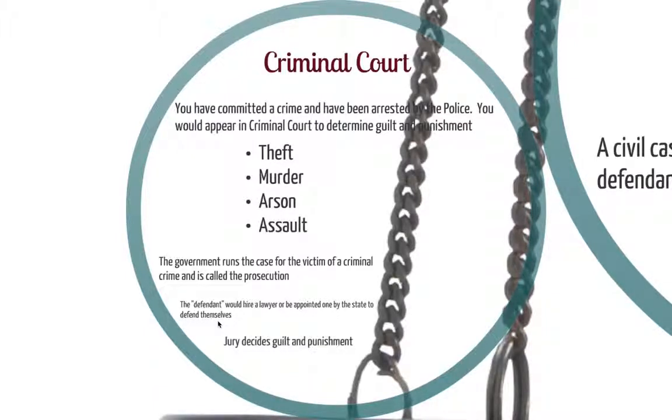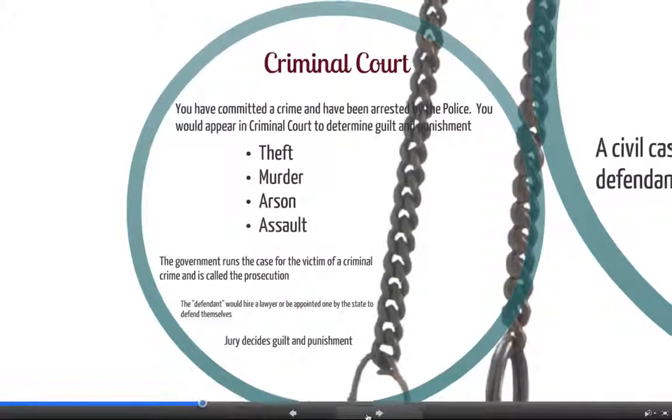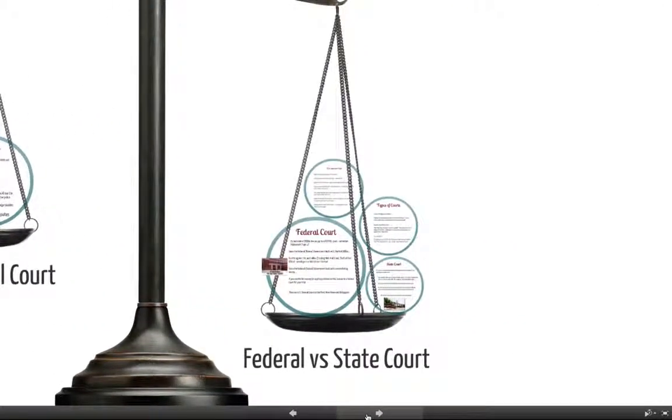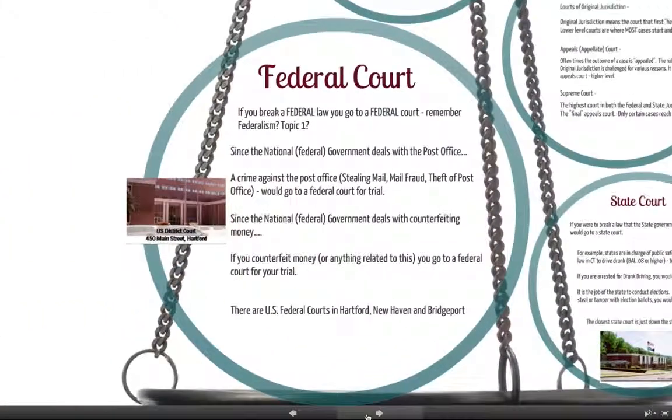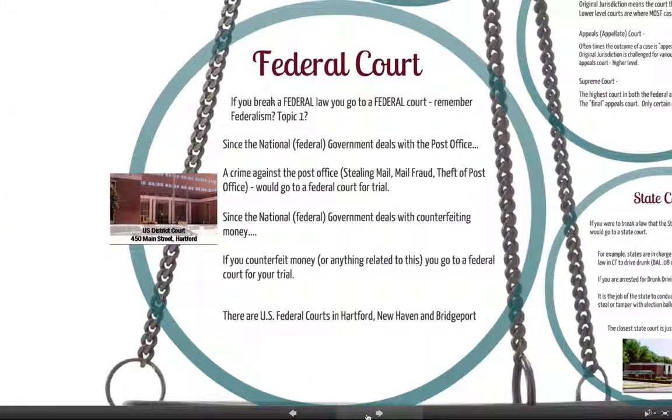So I think it's clear to see here that if you break a law, you go to criminal court. If there's a disagreement that you might have to owe somebody some money for whatever reason, then you would go to a civil court. And that's pretty simple to understand. It does get a little bit more complex when we get to this side of the scale, federal versus state court. So first of all, let's talk about federal court.